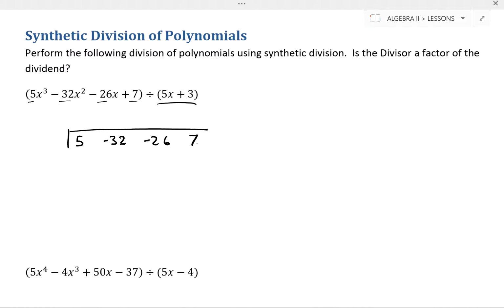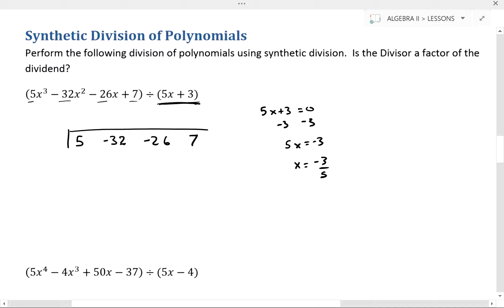And then out front of the division sign, I'm going to take my divisor here of 5x plus 3, set it equal to 0 and solve for x. So that's 5x equals negative 3, x equals negative 3 fifths. That's the number that's going to go out front here, negative 3 fifths.